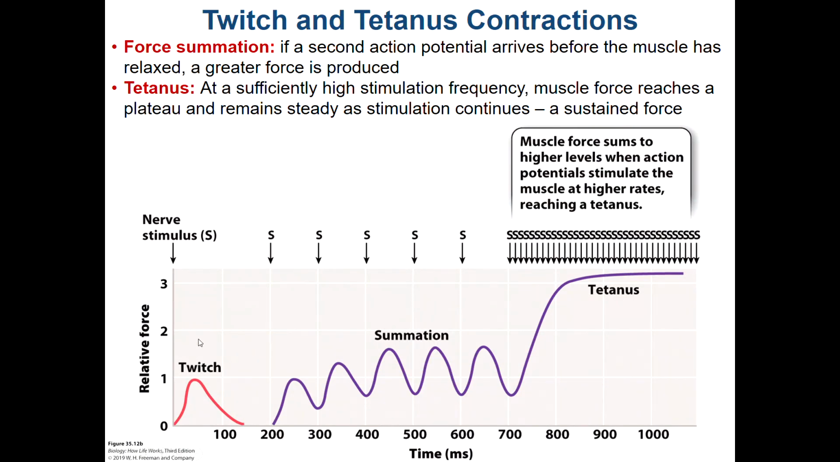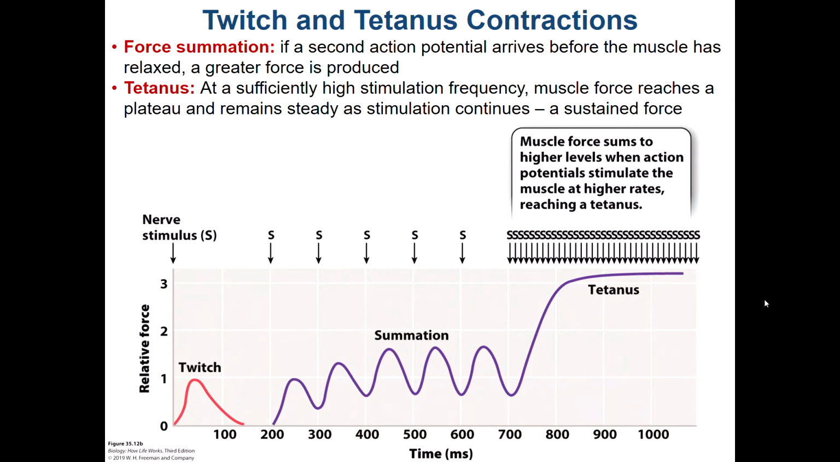So this red line is showing just a twitch contraction, and then the calcium levels fall back to zero and the muscle relaxes. If we have multiple action potentials coming from our motor neuron, these twitch contractions can sum together through summation, and it will create a greater force. When we reach a certain force, it's called a tetanus, and this is a sufficiently high stimulation frequency, and the muscle force reaches a plateau and remains steady as stimulation continues. So in this case, we have a sustained force.